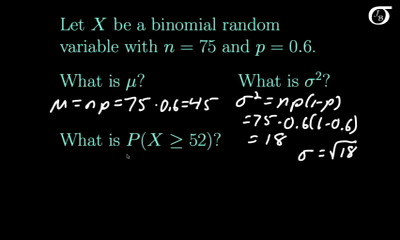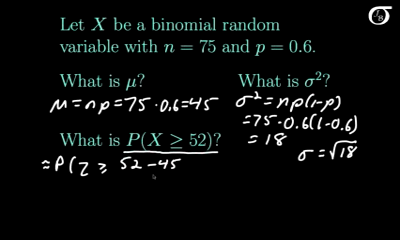Now, suppose we wanted to use the normal approximation to estimate this probability. We could calculate the exact probability from the binomial distribution using a computer, or even by hand if we had to, but we're going to use the normal approximation here. And we're going to say that the probability that x is bigger than or equal to 52 is approximately the probability that z is bigger than or equal to 52 minus the mean, 45, we're simply standardizing like normal, divided by the standard deviation, square root of 18.